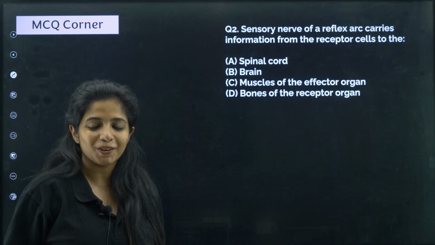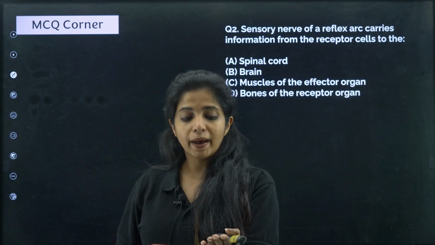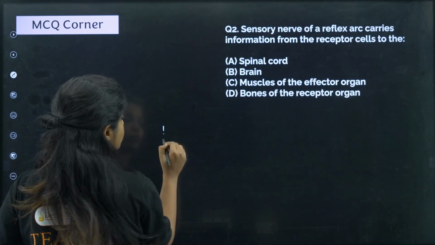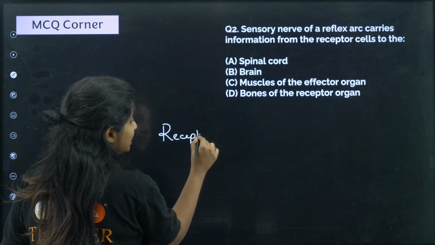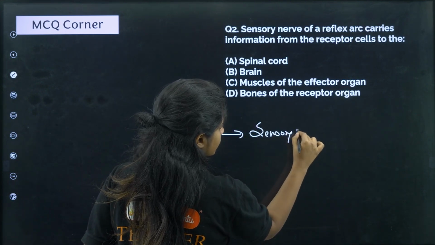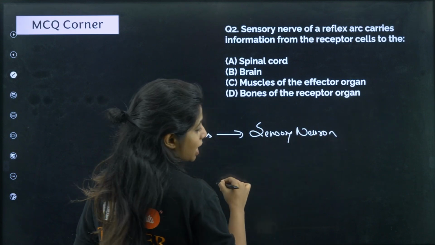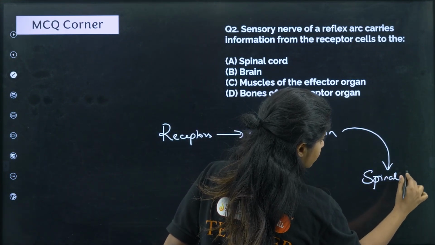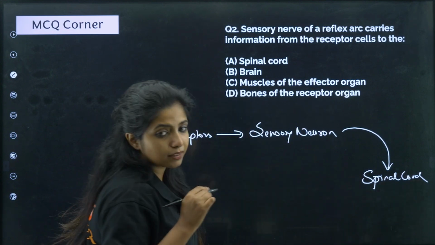What do you mean by sensory nerve? Well, basically, for example, there's a hot pan. If I touch a hot pan, I am able to sense it because of something that is known as receptors. Now, these receptors are going to send a signal to a sensory neuron, and the sensory neuron will be telling our spinal cord that, hey, something like this has happened.